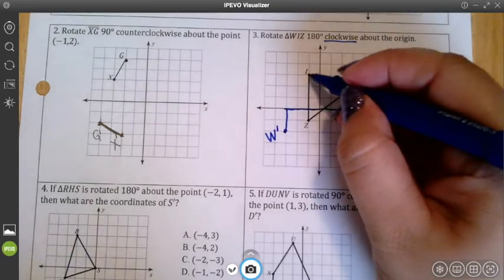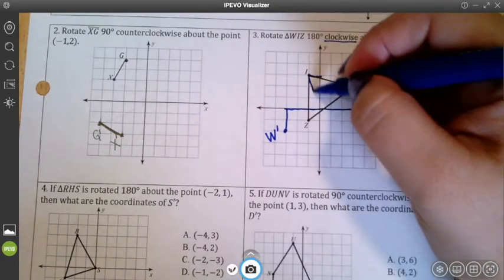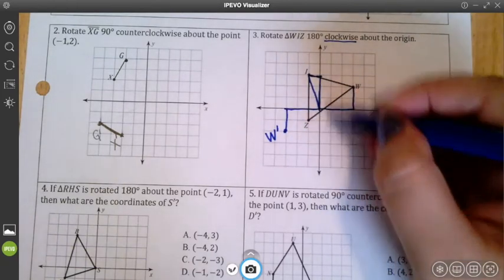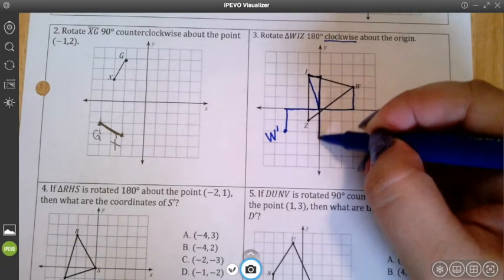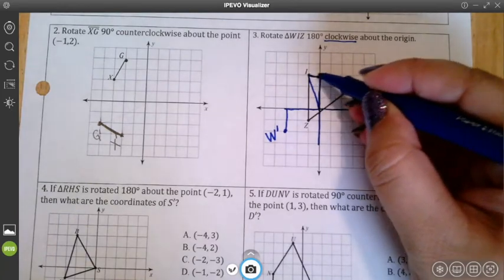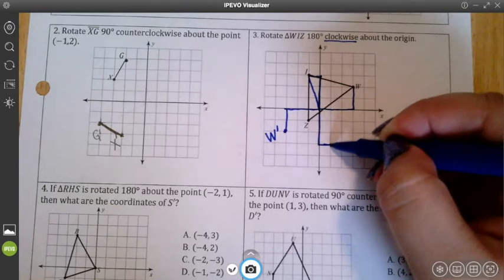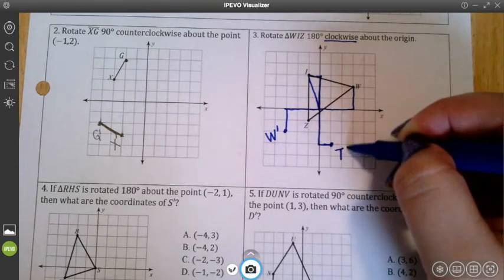Point I, here is my triangle. Not one axis, but two axes away, 3 units. It went this way, so it will go this way. And there is point I prime.